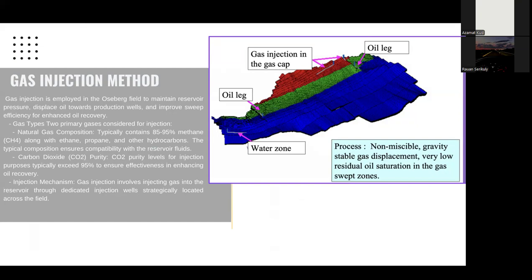The injection method: gas injection involves injecting gas into the reservoir through dedicated injection wells strategically located across the field. The process is a non-miscible and gravity stable gas displacement, with a very low residual oil saturation at the gas swept zones.